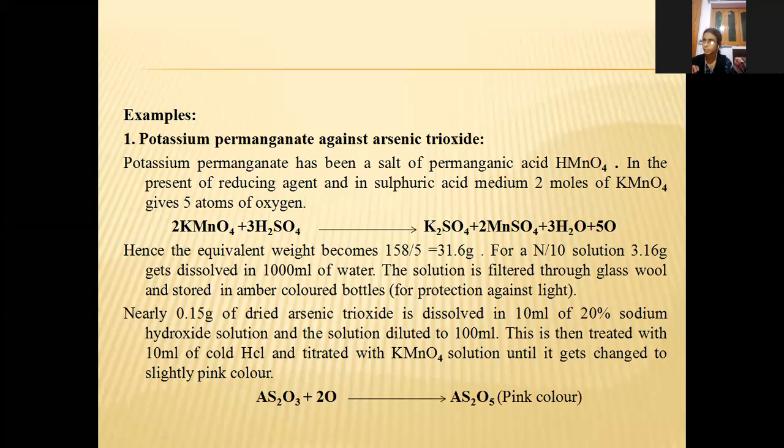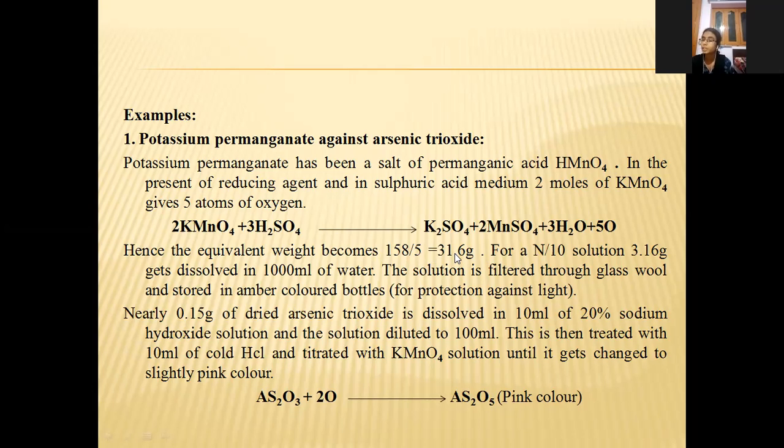When 2 molecules of potassium permanganate react with 3 molecules of sulfuric acid, we get potassium sulfate, 2 molecules of manganese sulfate, 3 water molecules, and 5 oxygen atoms are formed. So the equivalent weight is 158, the molecular weight of potassium permanganate, divided by 5, since 5 oxygen atoms are separated.